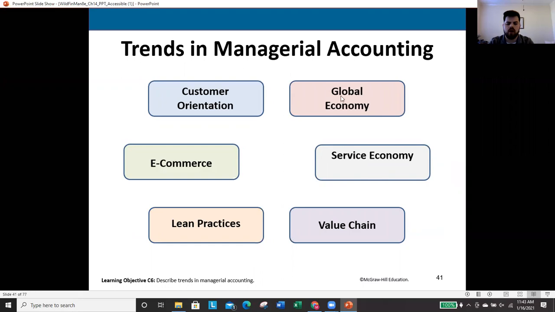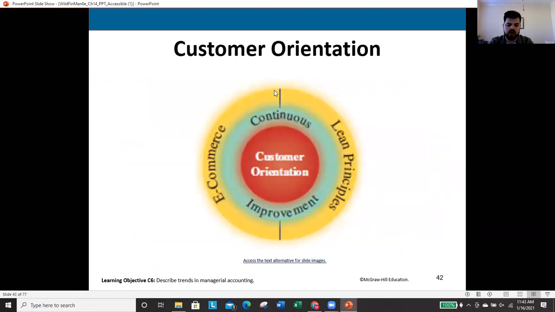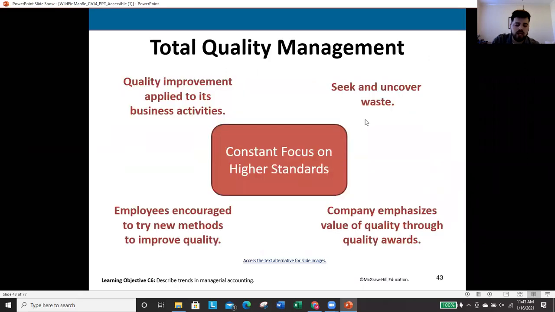Now, a couple of things here. We're talking about different trends in managerial accounting. The first being customer orientation. Pretty much, we want to give the customer what they want. We want to do it in a way that is the best for us. So we want to really try to find a win-win situation here. So with the customer orientation, what does the customer want and how can we give them that?